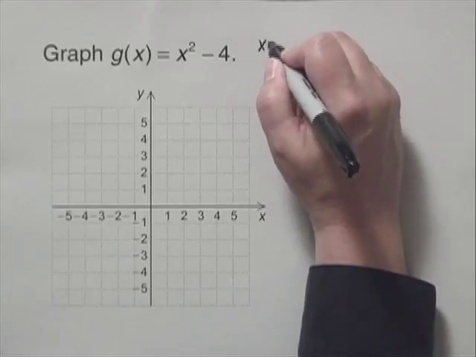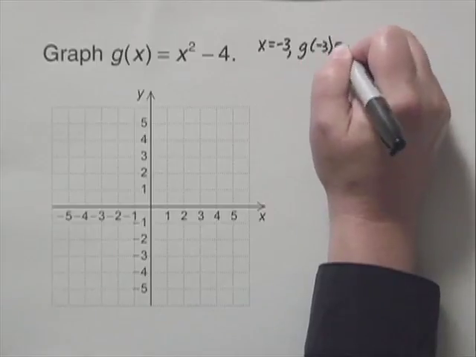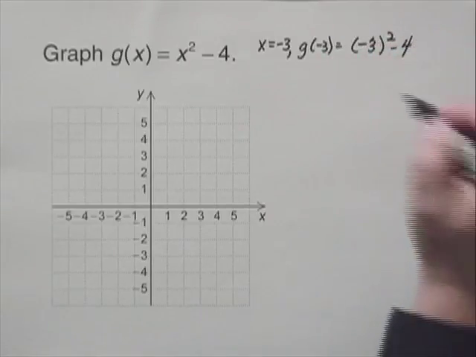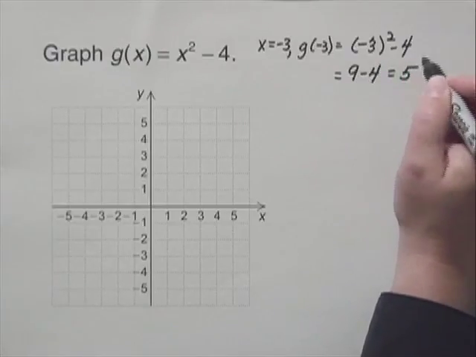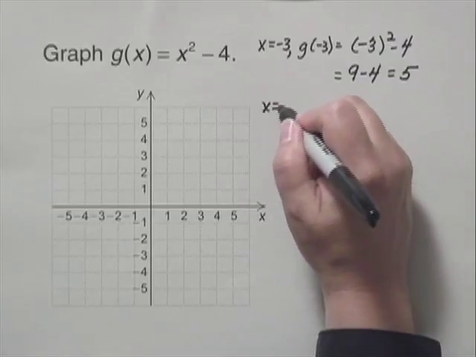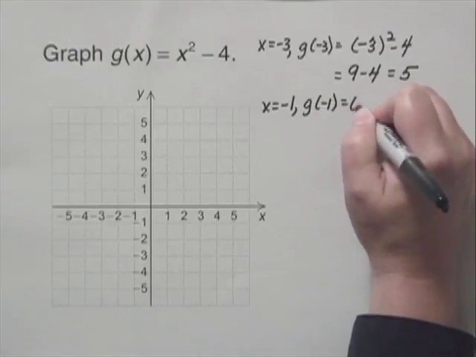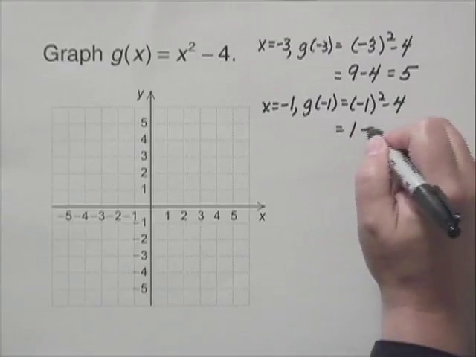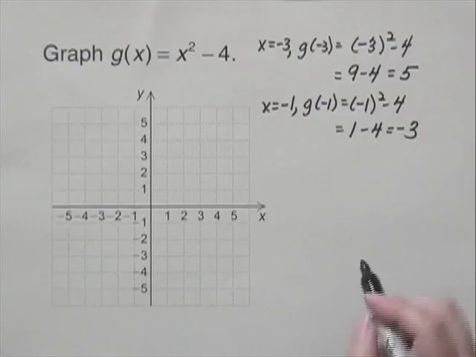When x equals -3, g of -3 will be -3 squared minus 4, which is 9 minus 4, or 5. So we'd have 1 point, -3, 5. When x is -1, g of -1 would be -1 squared minus 4, which is 1 minus 4, or -3. That gives us another point on the graph.